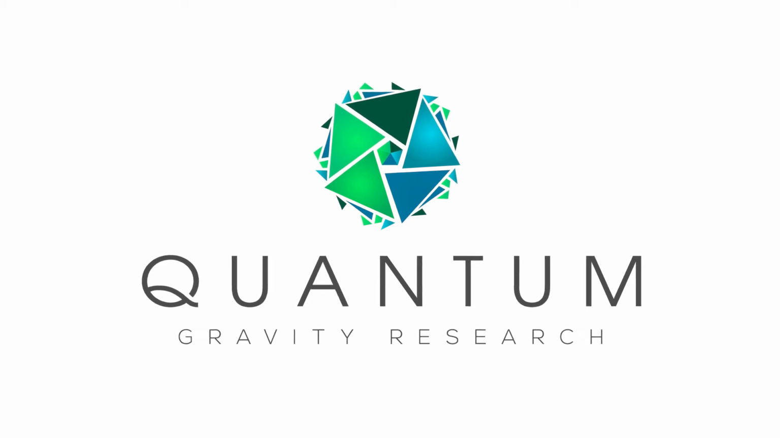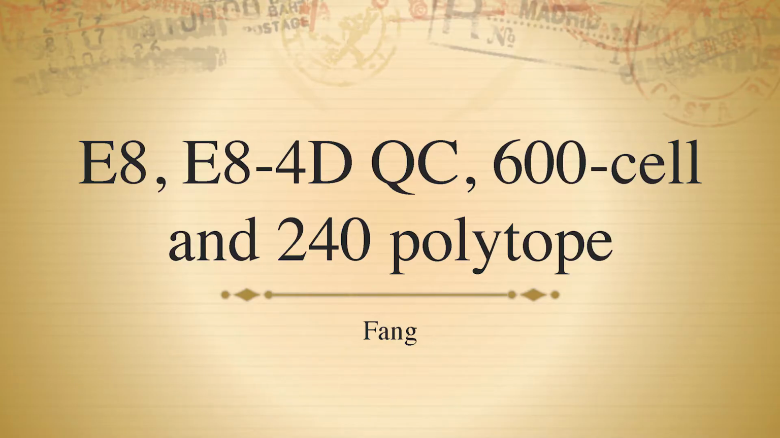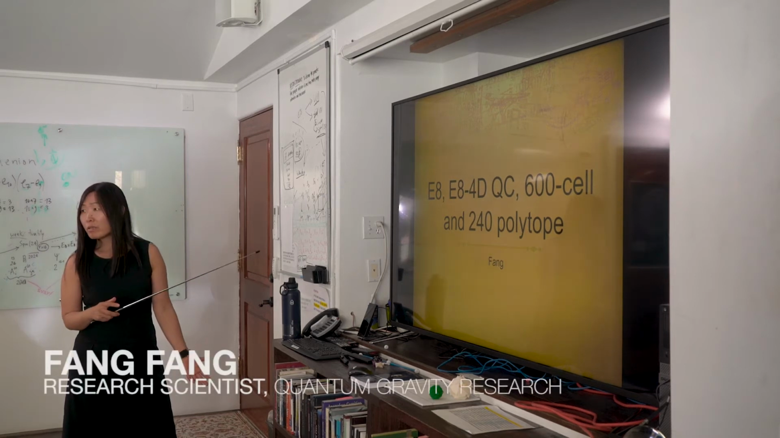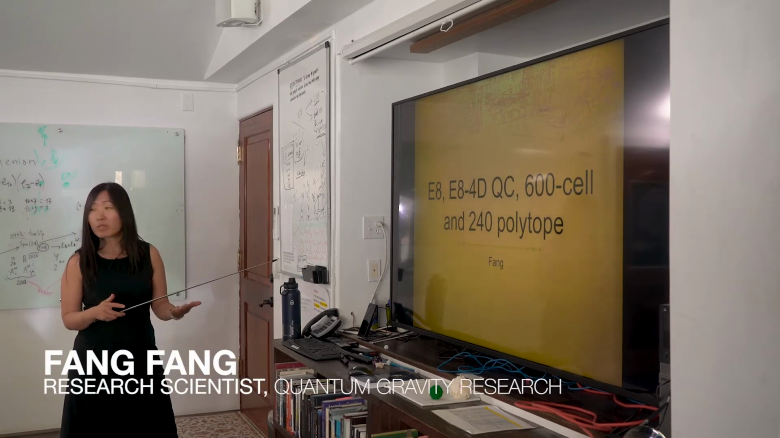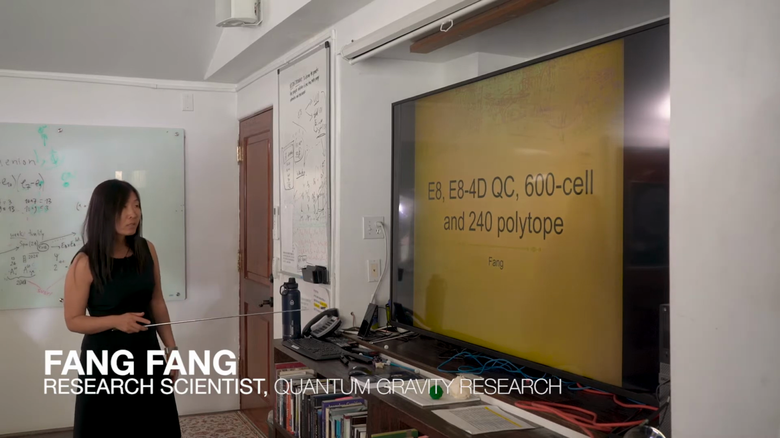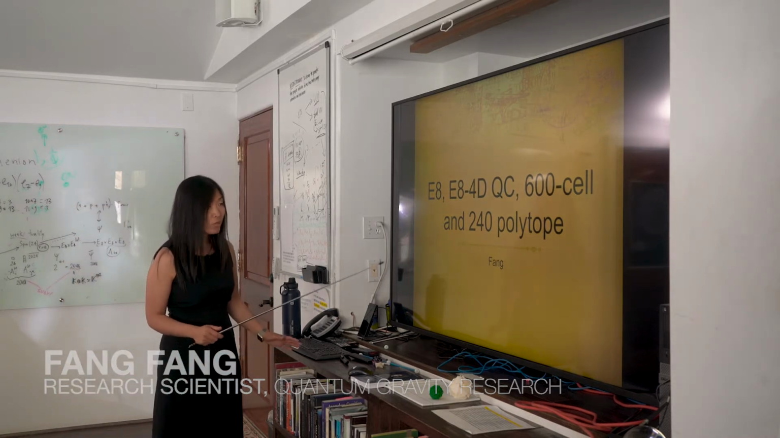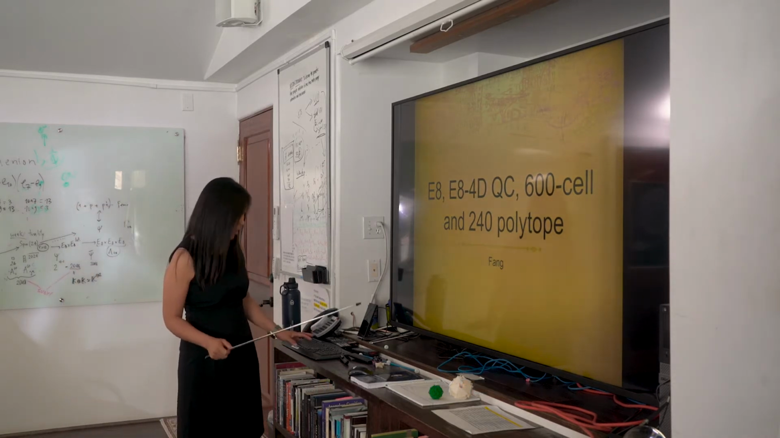So the next topic I want to talk about is the E8 and then the E8 to 4D quasicrystal, which is a new concept. And then the 600 cell, I think you guys are probably familiar with it, which has the H4 symmetry. I don't think I'm going to talk about the 240 polytope.